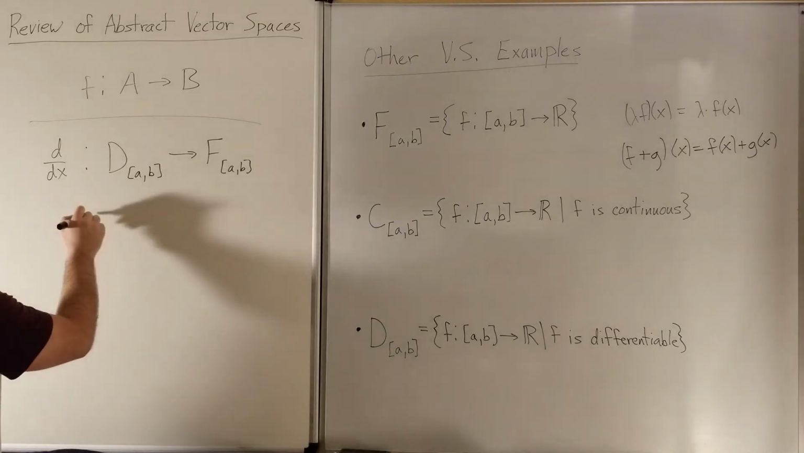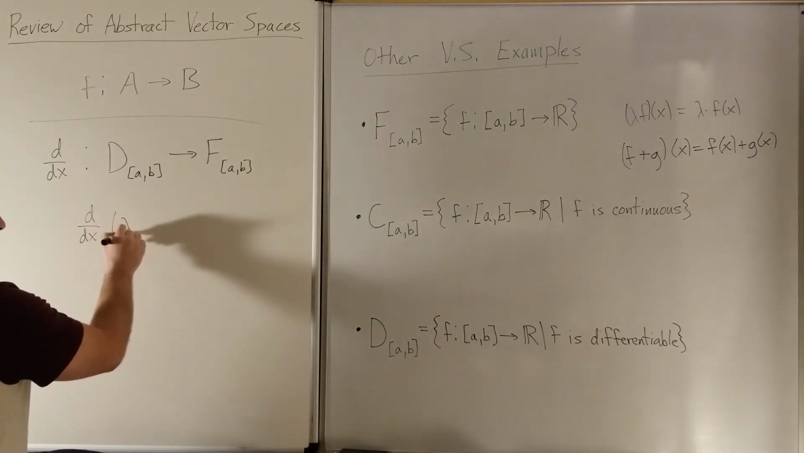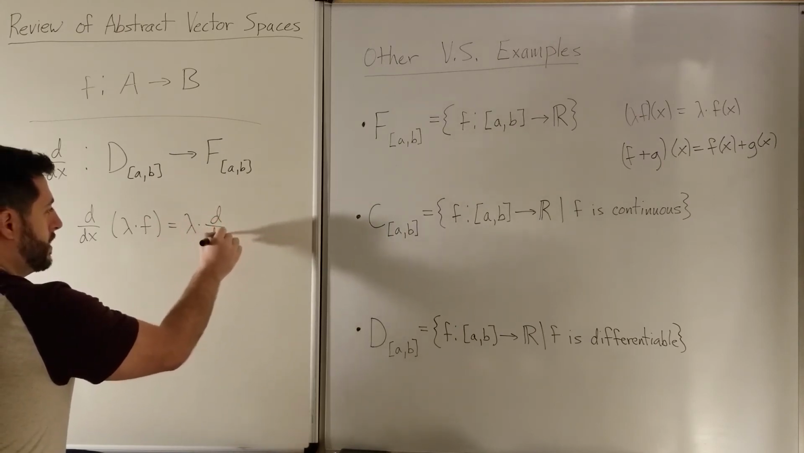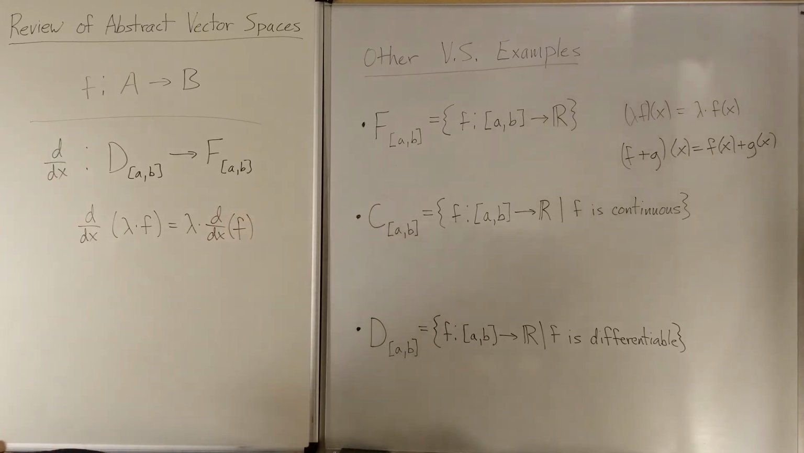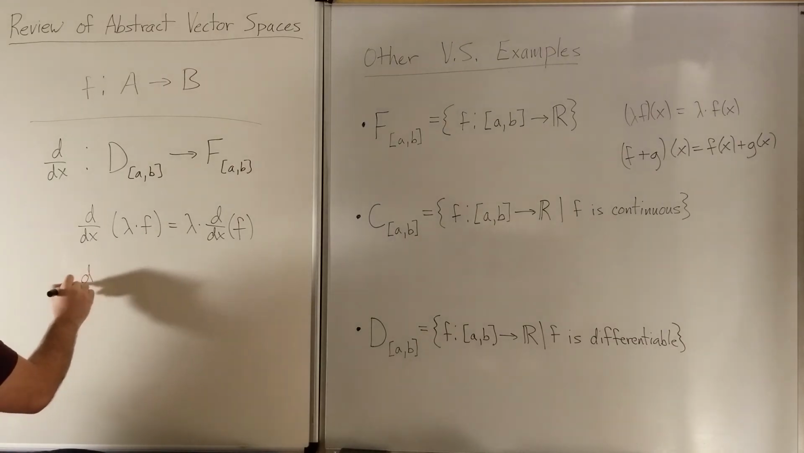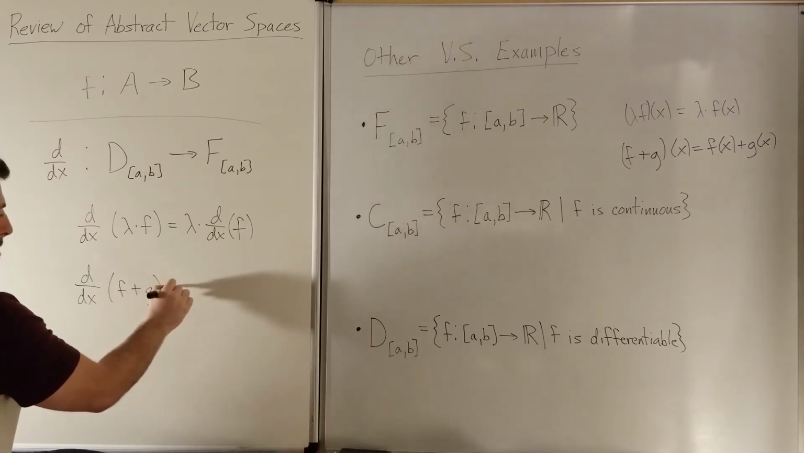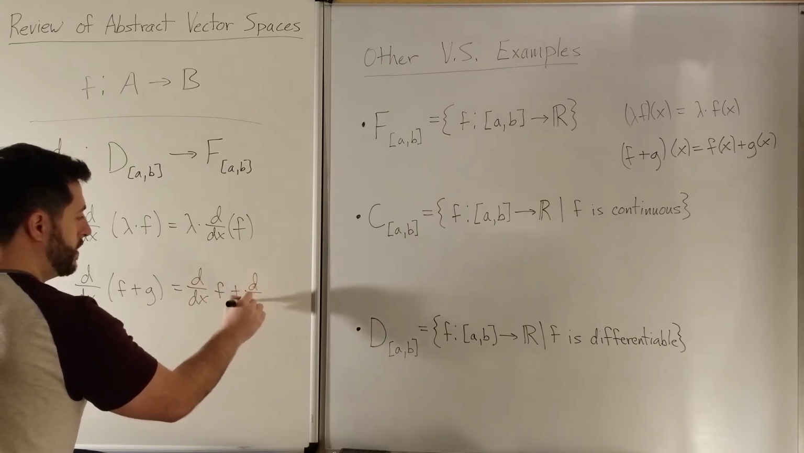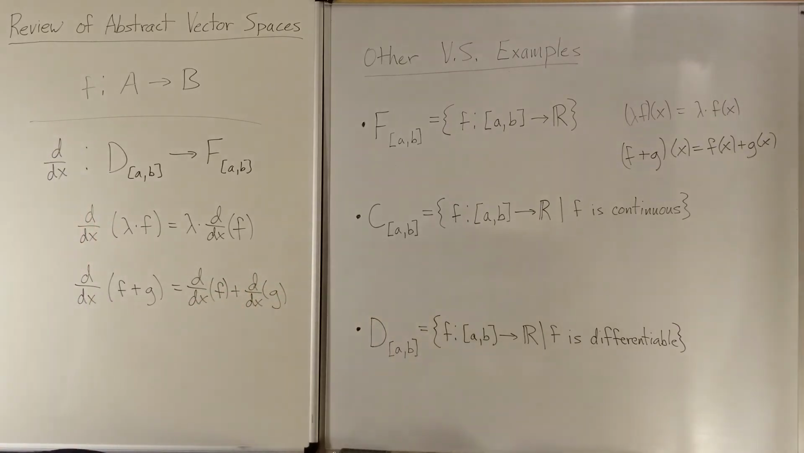Okay, so I'll just restate what I just said. If you take the derivative of a scaled function, you get the scalar times the derivative of the function. And if you take the derivative of the sum of two functions, you get the derivative of the first one plus the derivative of the second one. So this operation d dx is linear.